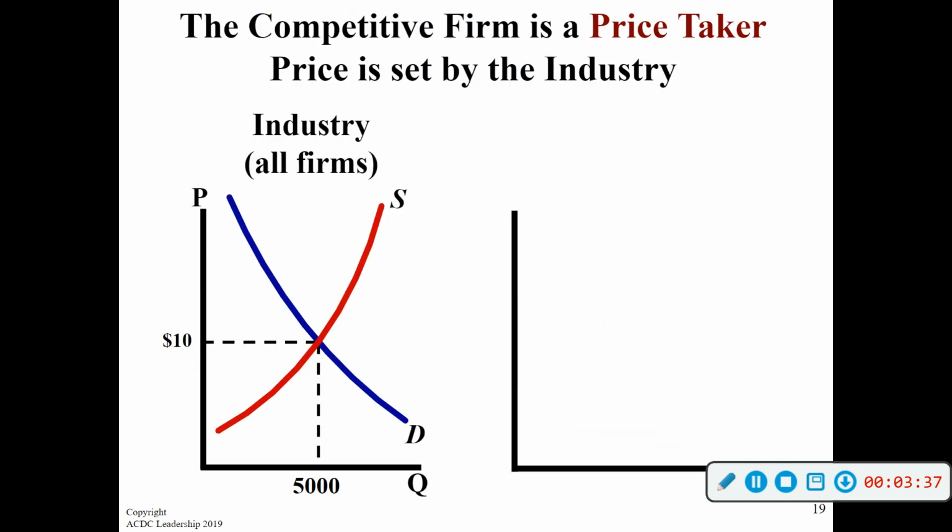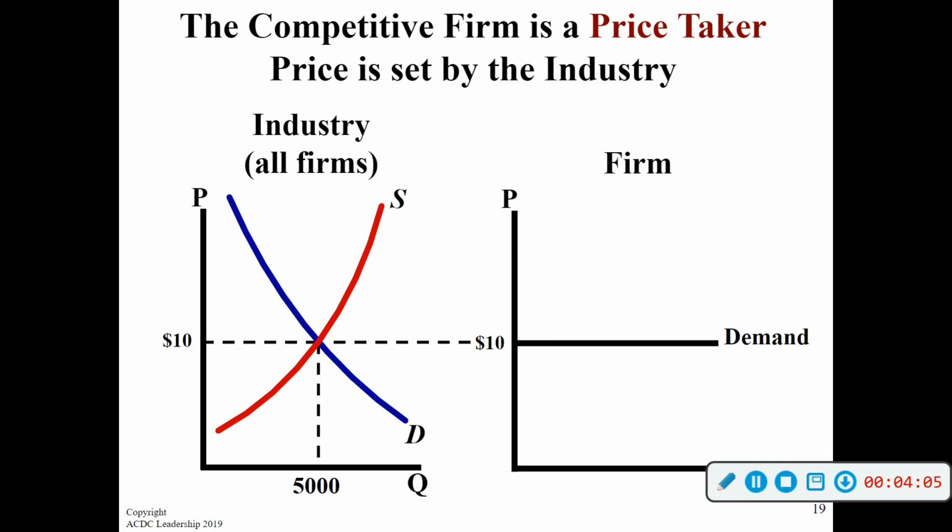So on the left, you have the industry or the market. You have supply in red, you have demand in blue, equilibrium price of $10, equilibrium quantity of 5,000. That should all be very familiar at this point. So $10 is your market price. Well, if we go straight over, that price, which we've already referred to as the same thing as marginal revenue for the firm, just goes straight across the entire graph.